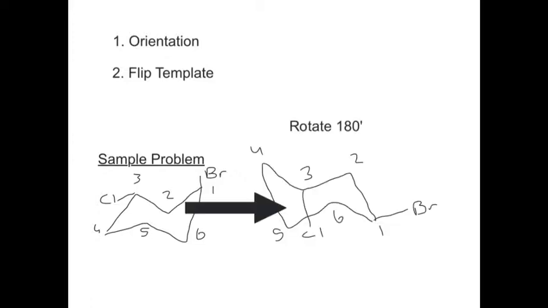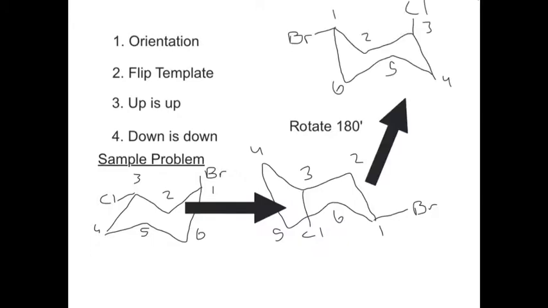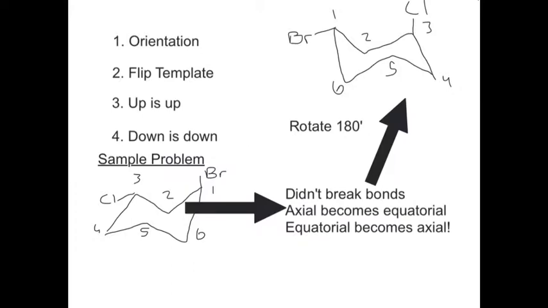The second step to follow is flip template, where groups on a particular numbered carbon will be placed with the carbon of the corresponding number in the ring flip. The third and fourth steps are similar, in that the groups that are orientated upward in the chair projection will be orientated upward in the ring flip skeleton. Likewise, the groups that are orientated downward in the chair projection will also be orientated downward in the ring flip skeleton. In the end, bonds weren't broken, but the axial atoms became equatorial atoms, and vice versa, the equatorial atoms became axial atoms.